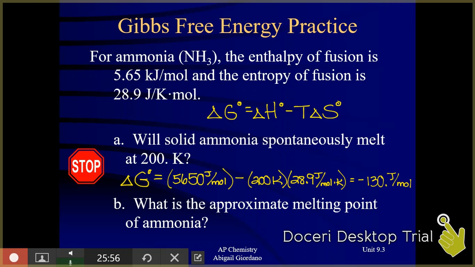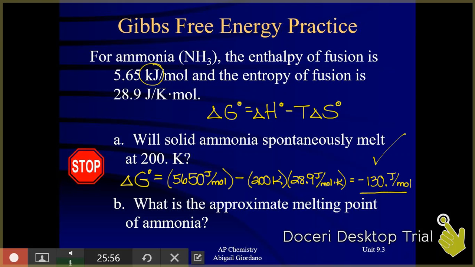So I used that new equation and I plugged in my values. Please notice, guys, that I changed 5.65 kilojoules into joules so that I would have joules throughout my equation here. And my answer came out to be negative. And let's remember what that means. A negative delta G, yes, this will happen. Ammonia will spontaneously melt at 200 Kelvin.